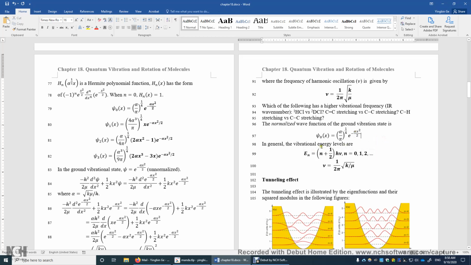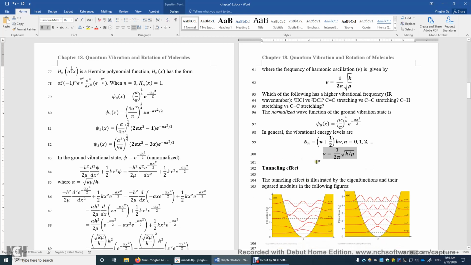In general, the vibrational energy levels are n plus half times h nu. n can be 0, 1, 2, and 3, so it's going to be half, or 0.5, 1.5, 2.5, 3.5, etc. And this nu is 1 over 2 pi times the square root of k over mu. This equation is exactly the same as the equation for the classical harmonic oscillator.